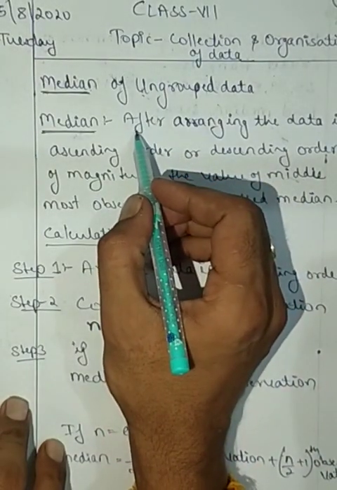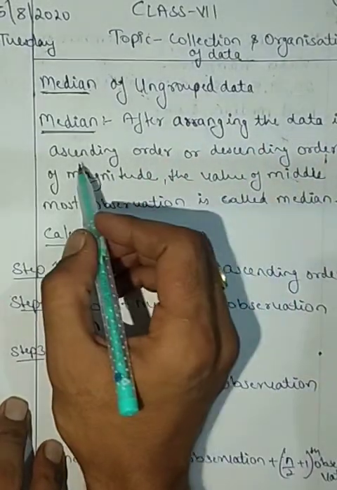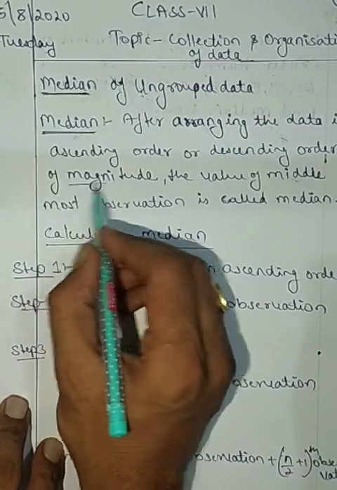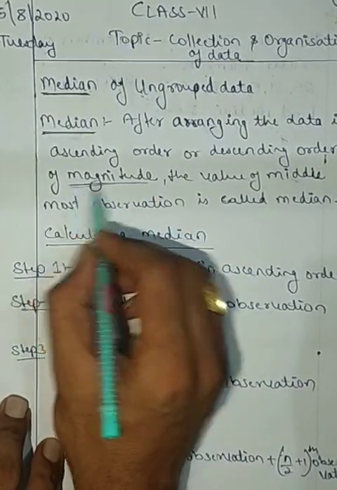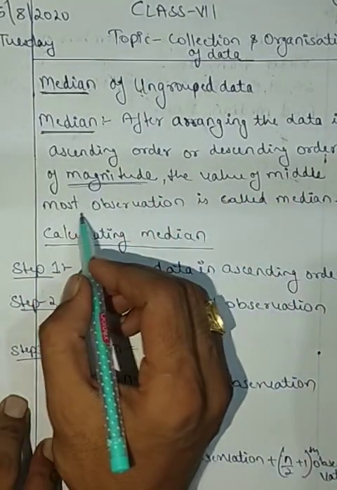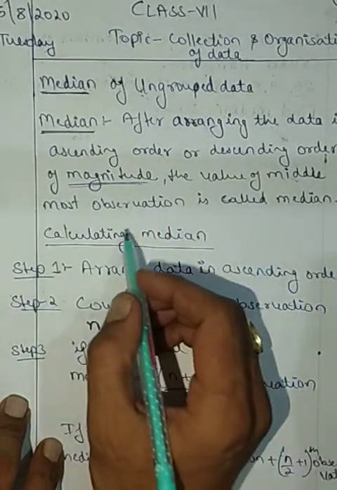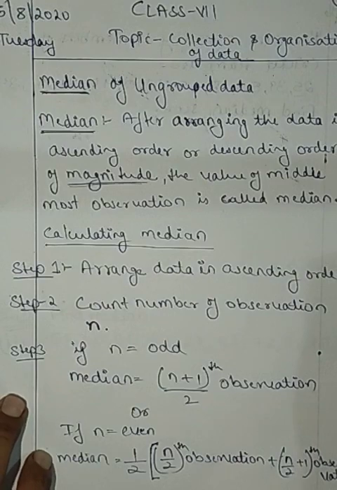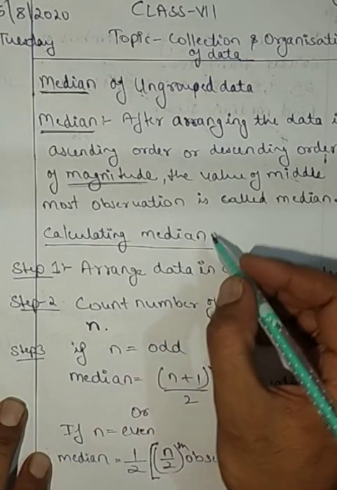Let's understand what this median is. Whenever you get data, after arranging the data in ascending or descending order of magnitude, means on the basis of the values, the value of the middlemost observation is called the median. Means the middlemost observation will be the median. Now, for calculating the median, we have certain steps.